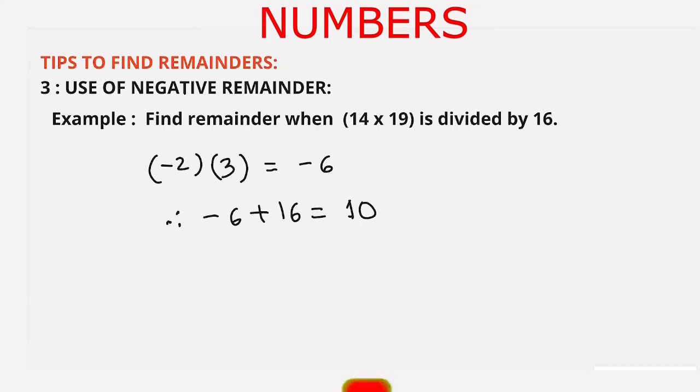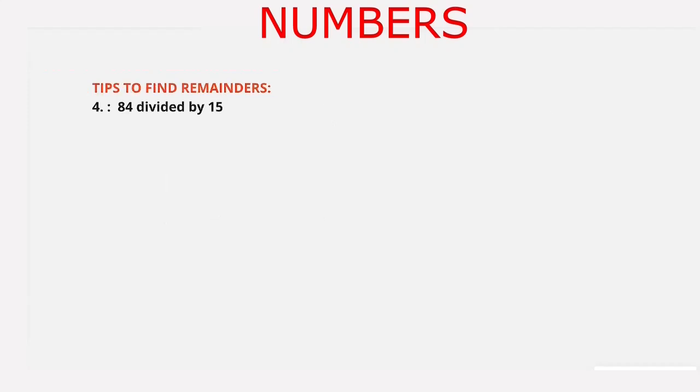This way we can use the trick of using negative remainder and can solve the question fast for finding the remainder. Tip 4. What care we should take? We have to find the remainder when 84 is divided by 15. 15 times 5 is 75, and 84 minus 75, the remainder is 9.